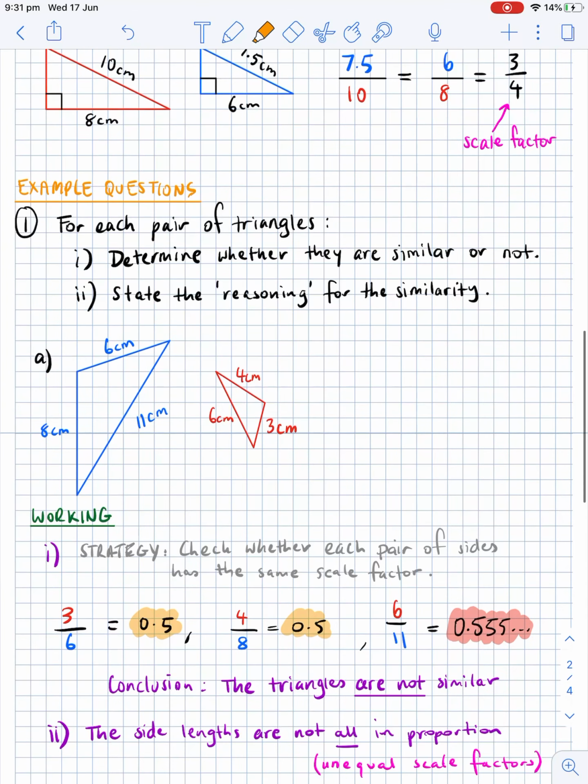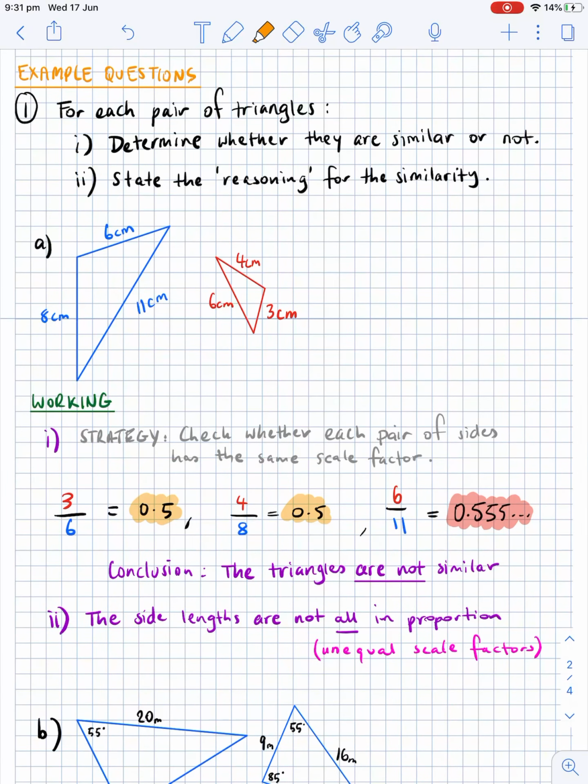Okay, so let's do some example questions. For each pair of triangles, determine whether they are similar or not, and then state the reasoning for the similarity. If you look at these two triangles here, we've given you all the side lengths, so that suggests that we're going to be using test 1, which is similar to side, side, side. But we need to follow this strategy. We need to check whether each pair of sides has the same scale factor, because that determines whether they are in proportion or not. First up, 3 centimeters goes with 6 centimeters, so that's a scale factor of 0.5. Next up, 4 goes with 8, so that's a scale factor of 0.5 as well.